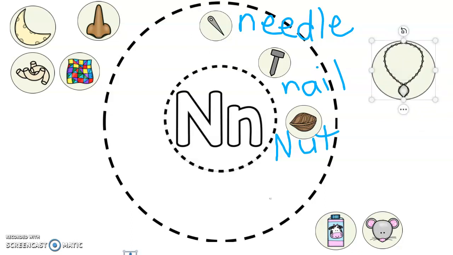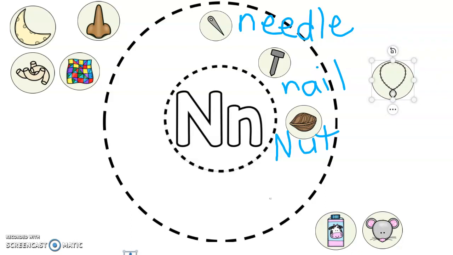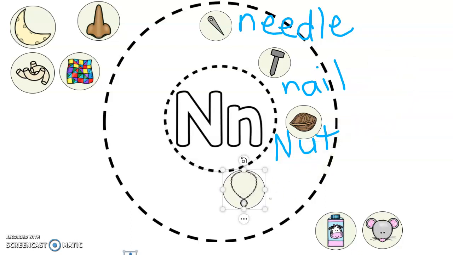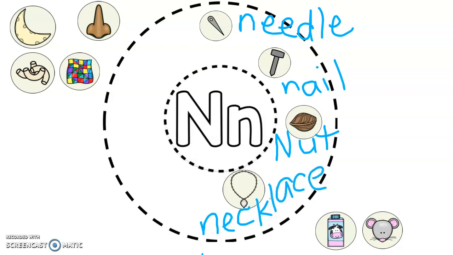Alright, let's go to our next picture over here. Necklace. Necklace. Does necklace start like N? Yes or no? Yes, it does. So we're going to move it in. We do want it. Necklace. What sound? How do I write N? Necklace. N-E-C-K-L-A-C-E. Necklace.